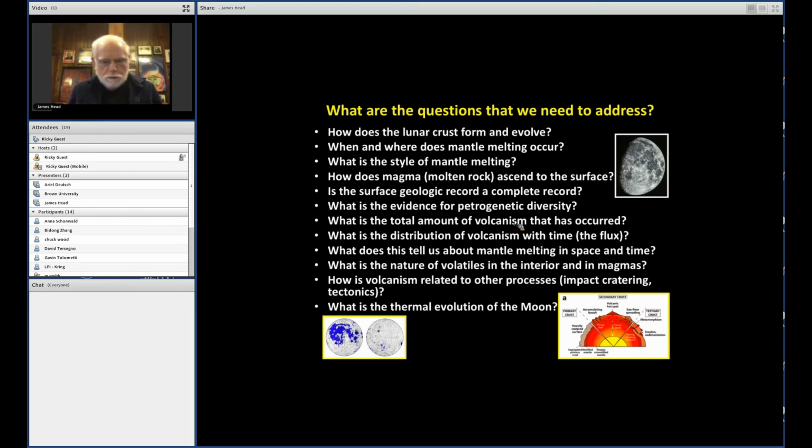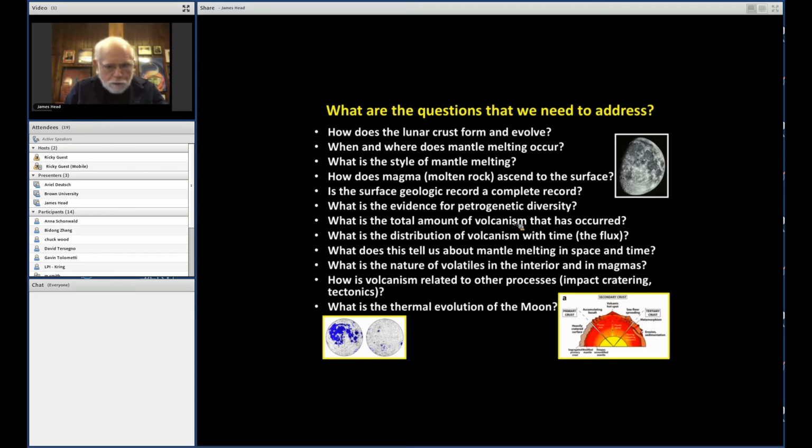Do impacts, huge basins, essentially uplift the mantle to get pressure release melting? And are they the cause of volcanism? Is it internal melting? What's the distribution? Why is the near side and far side so different? And so on. All these questions cause us to continue our investigations over the years. What's the distribution of volcanism with space, with time? What's going on in terms of melting? What's the nature of volatiles in the interior and in the magmas? And again, what is the thermal evolution of the moon?